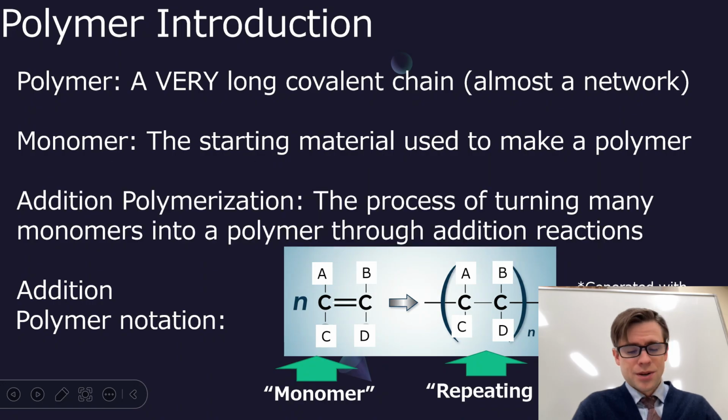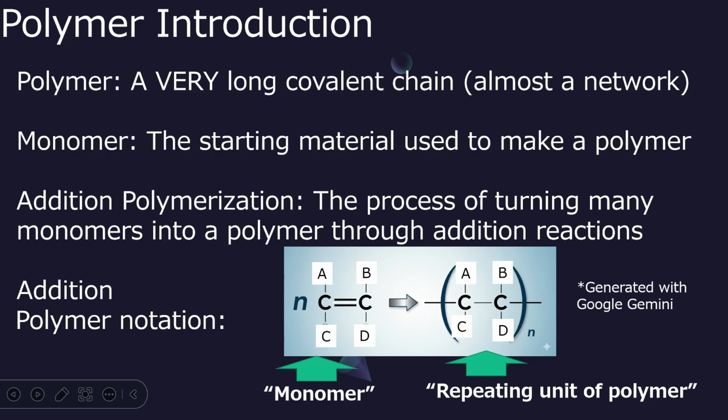So what is addition polymerization then? This is the process of turning many monomers into a polymer through addition reactions, where things are just added together. So we also have special polymer notation. We can have the monomer, we have n monomers coming together to make a chain that is n units long, which contains the repeating units of polymer.